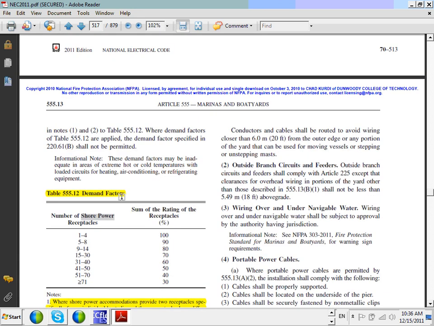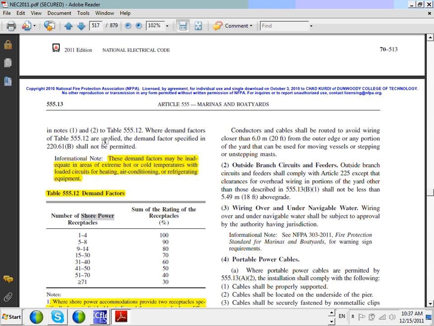Now, this is really interesting. It says these demand factors may be inadequate for us. Look at this. I like that one here. Chris, look at that one at the top. It says demand factor may be inadequate in areas of extreme hot or cold temperature. We are the cold. With loaded circuits for air conditioning. That's exactly what you said, Nick, air conditioning. Well, that's just an FYI, not enforceable, but just keep it in mind.